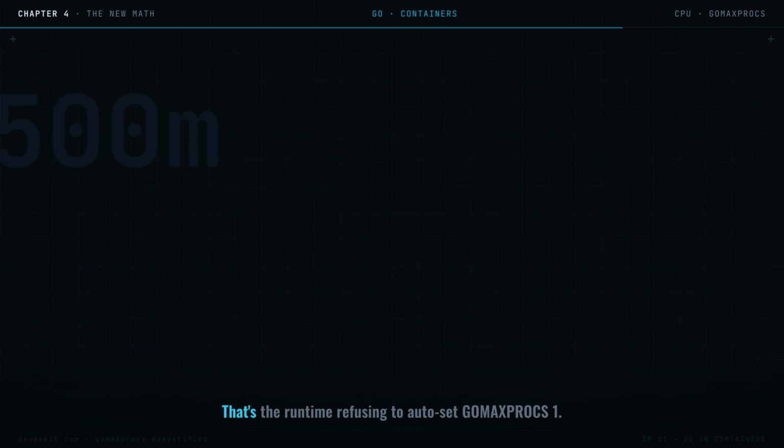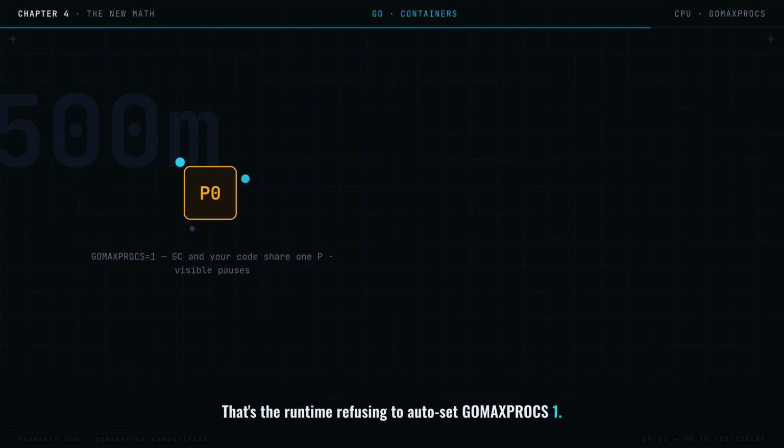And the floor of 2? That's the runtime refusing to auto-set GOMAXPROCS to 1.